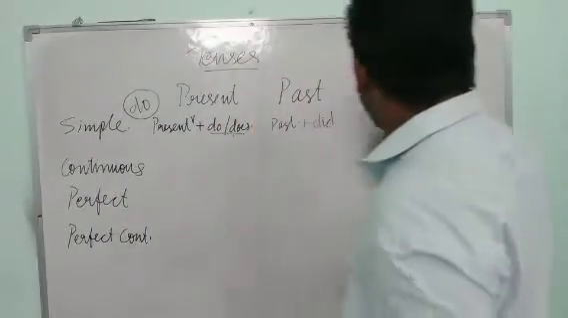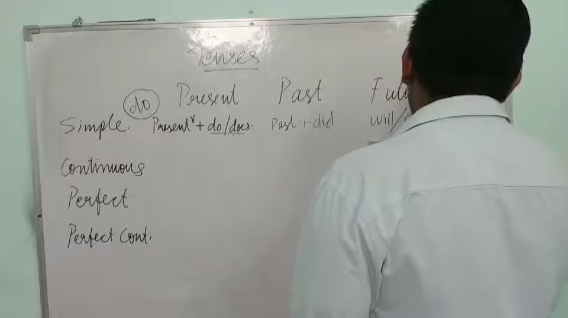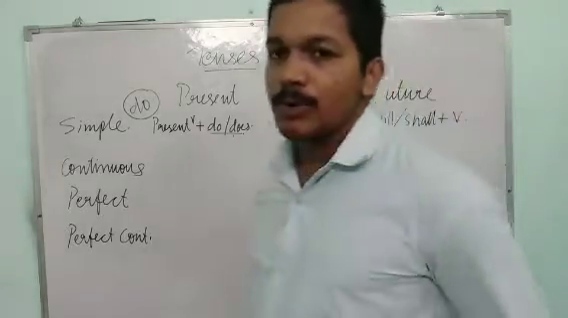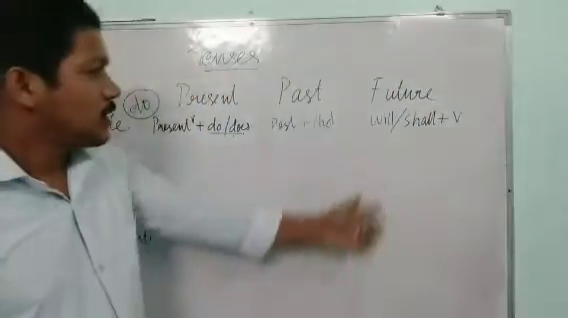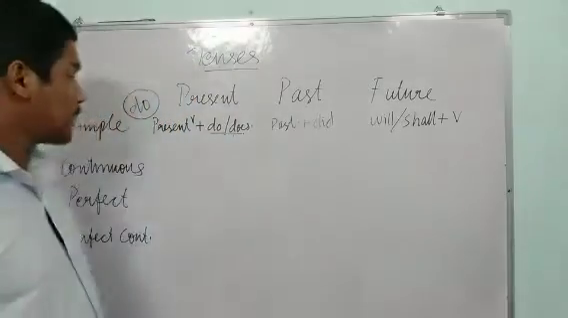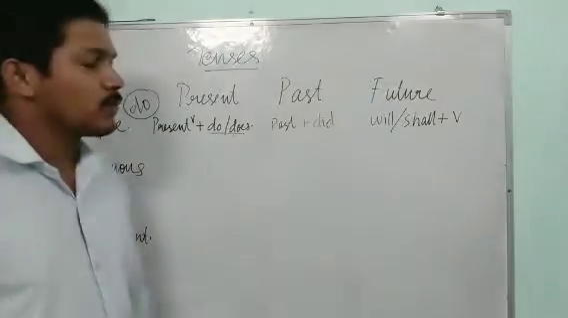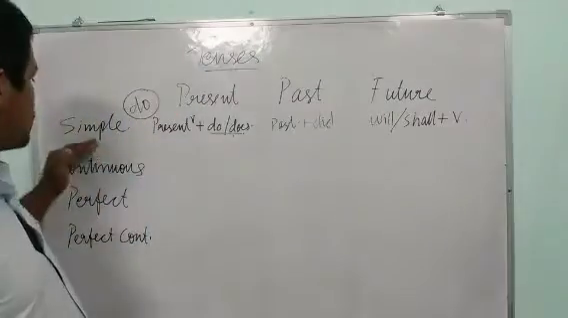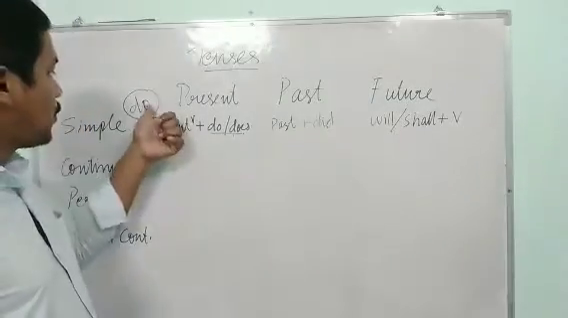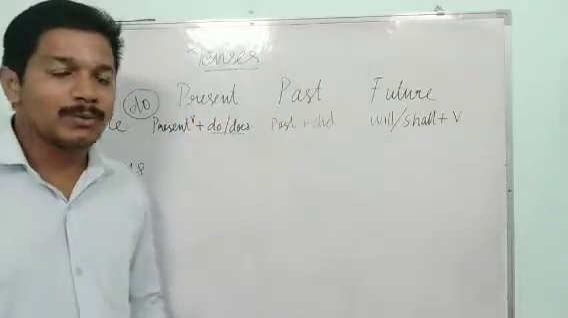And here, will or shall plus the present form of the verb is used for the future. That's all. Understood? That is the format of the way we use the tenses. So the do form of the verb is used in simple; when the word is simple, we have to understand that the do form of the verb is used.